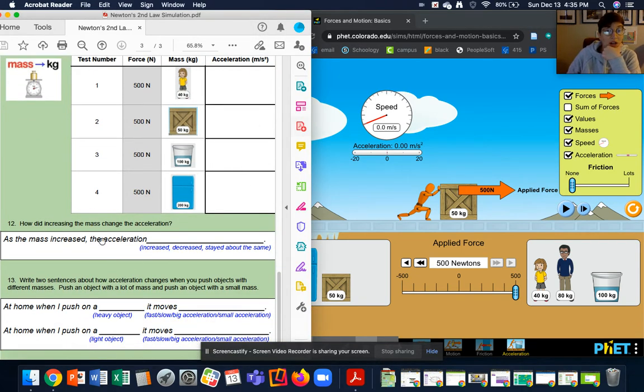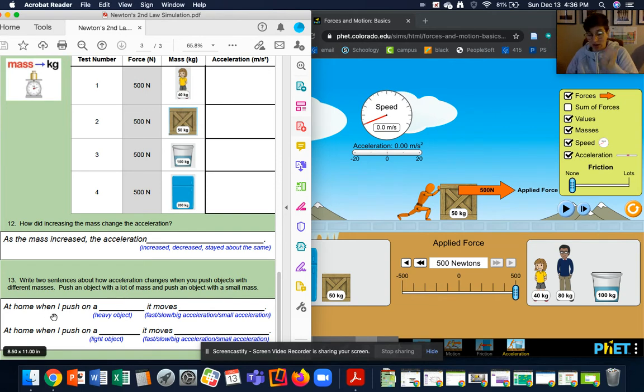Then when you get done, you're going to answer some questions and write a few things. So how did increasing the mass, so we went from 40 grams to 50 to 100 to 200, how did it change the acceleration? So as the mass increased, went up, the acceleration, what did it do? Did it increase, did it decrease, or did it stay the same? You're going to look at your numbers here. Then, at number 13, you're going to pick two different objects that are different masses, right? Two sentences about how acceleration changes when you push objects with different masses. Push an object with a lot of mass and push an object with a small mass. You can pick whatever objects you want.